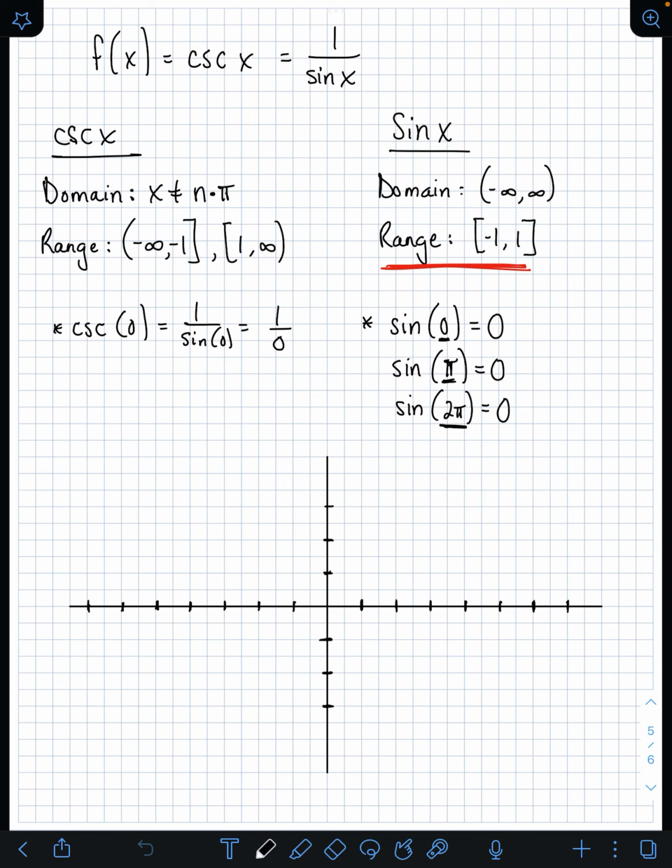The sine function, as we well know, goes through 0, 0, and then it goes through pi over 2 comma 1, and then back to its midline, and then 3 pi over 2 comma negative 1, and then back to its midline. And it repeats this pattern forever, and in the other direction as well.